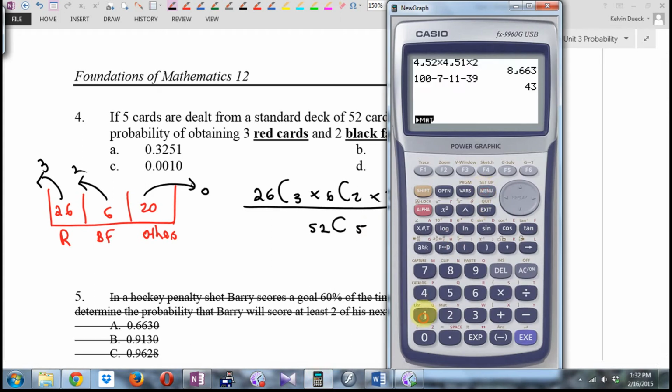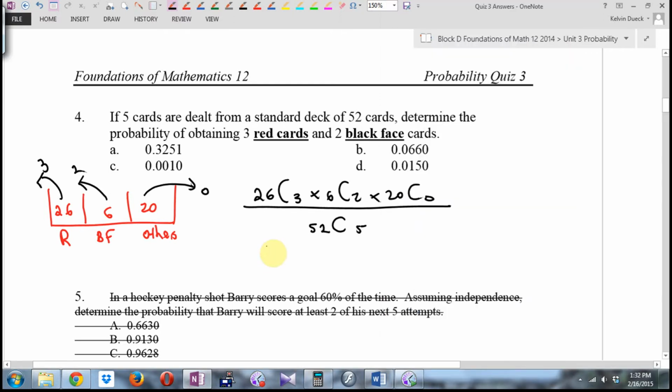Menu, oh no, I'm ready there. Option, arrow sideways, prob. 26, choose 3, and 6, choose 2, divided by 52, choose 5. Mr. Dueck, you didn't type in 20, choose 0. Yeah, because 20, choose 0 is 1. Is the answer 0.015? Oh, is the answer D? D.